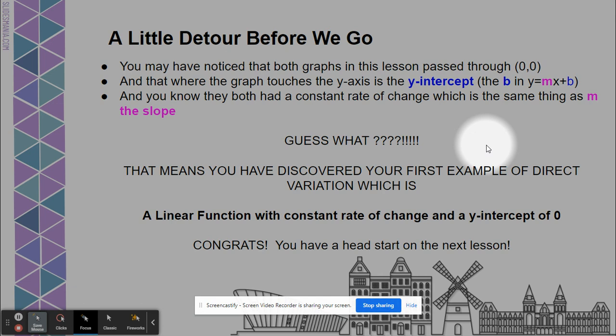Guess what? That means you already know something you're going to need to know in a couple of lessons, and that is direct variation, which is any linear function that has a constant rate of change, which they all do, that has a y-intercept of 0. That is a fine example of direct variation. So congratulations, you have a head start on your next lesson.